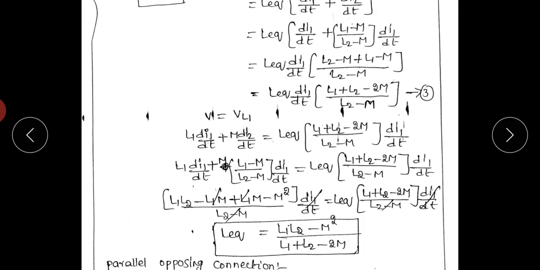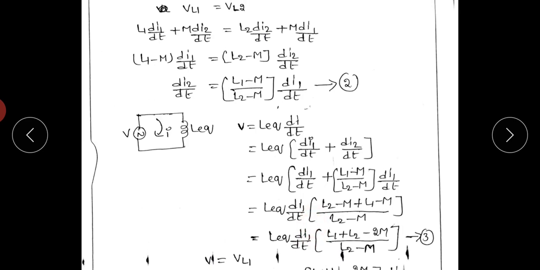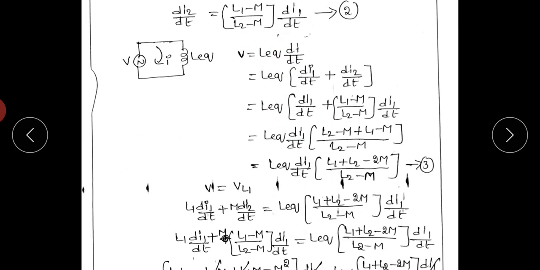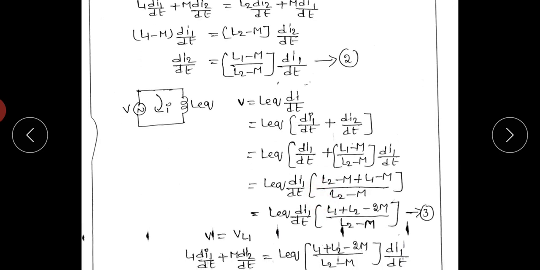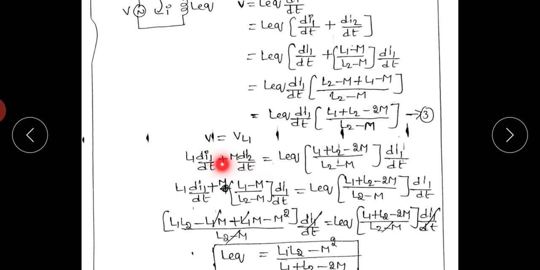We know that V equals VL1, which also equals VL2. So use the relation V equals VL1. VL1 is L1 into di1 by dt plus M into di2 by dt, and this equals V. This is the V equation. Next, by taking di1 by dt common, we can substitute di2 by dt here. From equation 2 we have the di2 by dt expression, so substitute di2 by dt here.